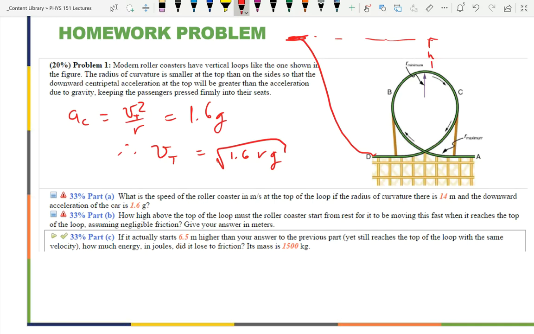So then, the radius is the same. The radius, you gotta say that. R equals 14 meters. Yeah, we gotta call it. Now we're solving for the height.